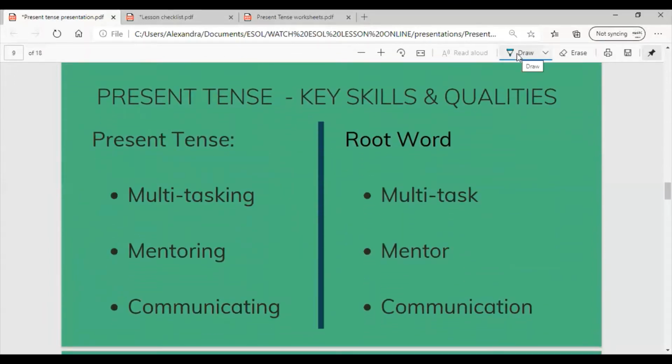Here are a few present tense key skills and qualities. We have our root word and we have our present tense form. So if we were to look at the present tense, we'd have multitasking with the ing on the end. We've got mentoring with the ing on the end, and communicating with the ing on the end. Now, if we look at our root word, you'll see that we don't have the ing on the end. So we've just got multitask, mentor, and communicate. So these are our root words, which we add the different endings onto, and the ing will make it the present tense.